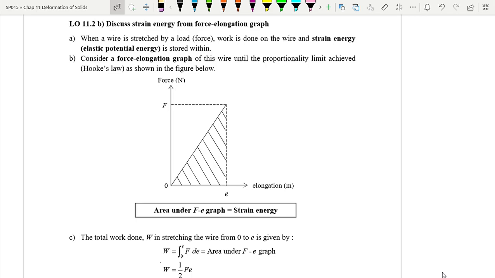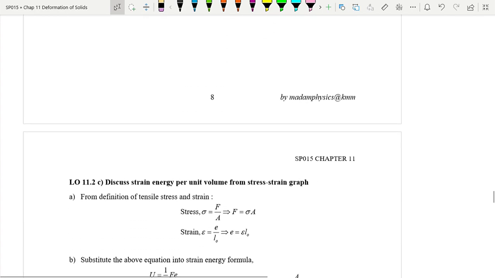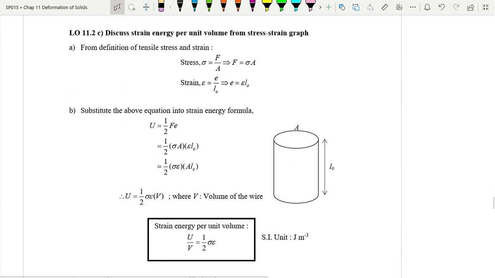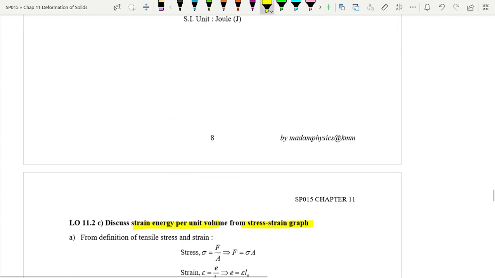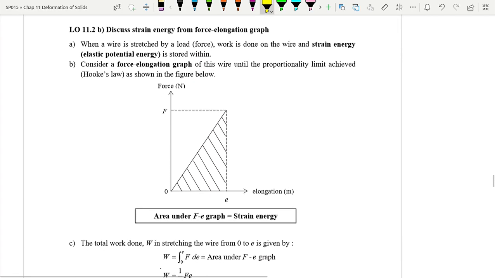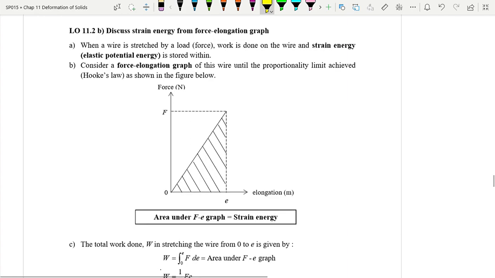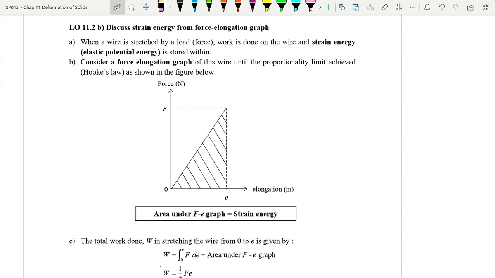Okay, so next we're going to discuss strain energy from the graph of force versus elongation, and also our last learning outcome, strain energy per unit volume from the stress-strain graph. So we have two graphs that we're going to discuss. We have discussed these two graphs in the first learning outcome dalam chapter ni, tapi kita nak discuss lagi apa yang kita boleh kira daripada kedua-dua graf ni. So kita boleh dapatkan strain energy sebenarnya.